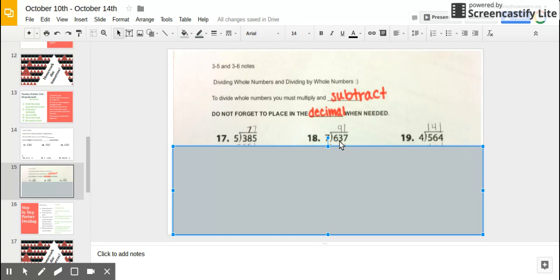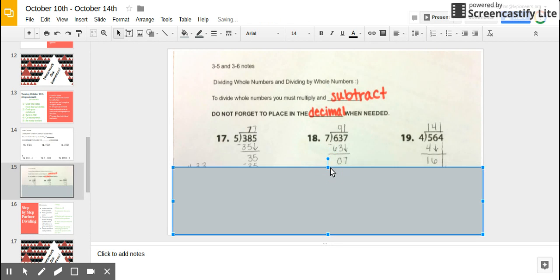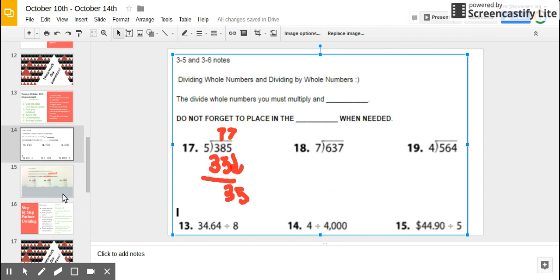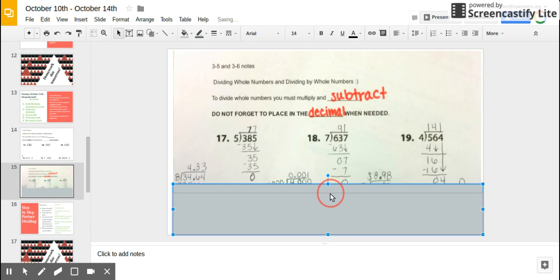7 does not go into 6, but 7 goes into 63 almost. 7 multiplied by 9 is going to give you exactly 63. Subtract that and you have nothing left over. 63 minus 63 is 0. Drop down your 7. You can't be done yet because you still have a 7 on the end. Drop down your 7. 7 goes into 7 one time. If I were to subtract 7 from 7, I would be left with 0, which is what you want to be left with.